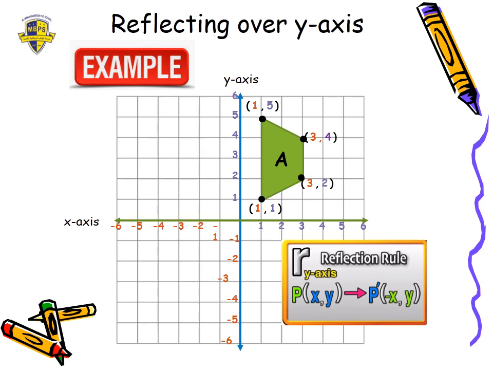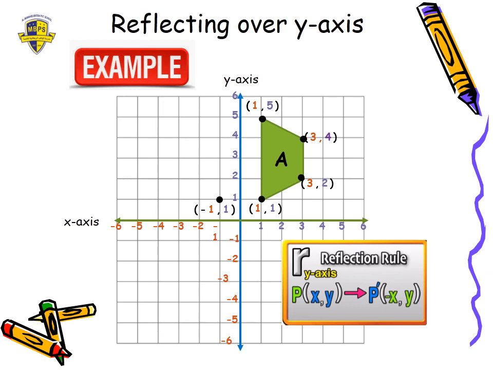Now let's start reflecting. First point, it's 1 and 1. X, we will write it minus, so minus 1. And y, same, so 1. So it will be minus 1, 1. Let's draw minus 1 and 1. This is the first point.